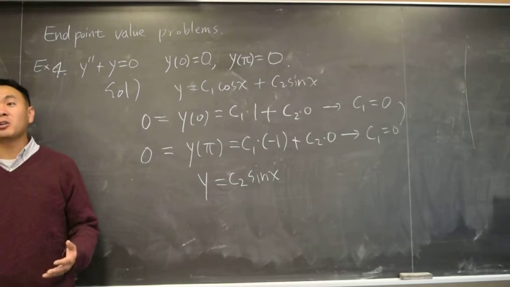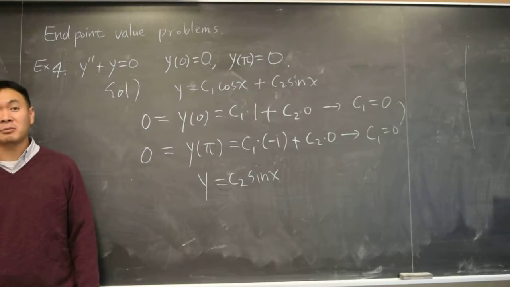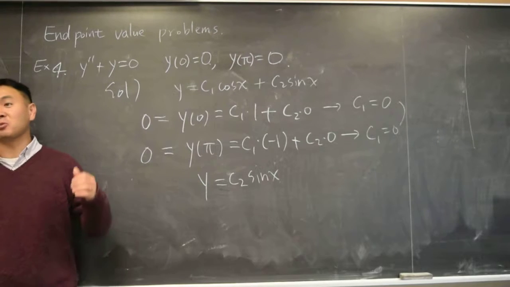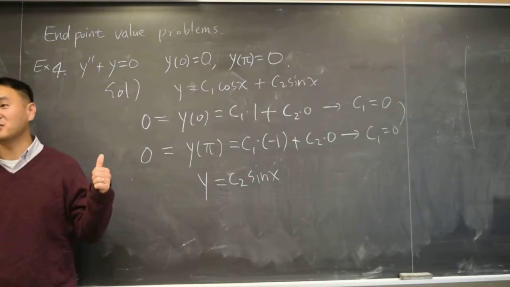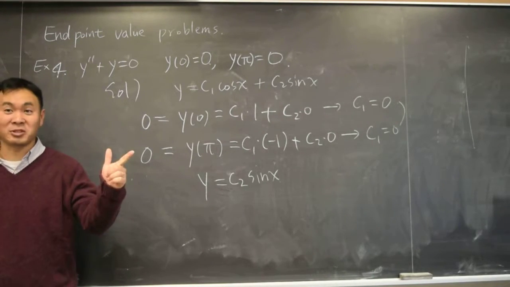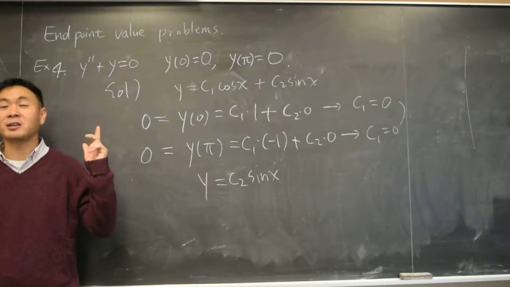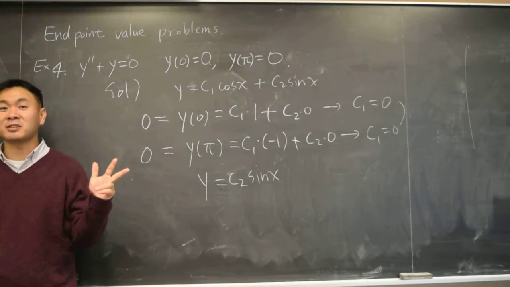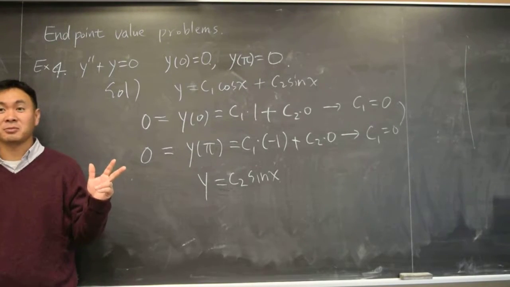But what I want to point out is that for endpoint value problems, sometimes you will get one unique solution, but there are two other cases. Sometimes you may have no solution at all, or sometimes you may get infinitely many solutions. That's the big difference between an initial value problem and an endpoint value problem. All good?